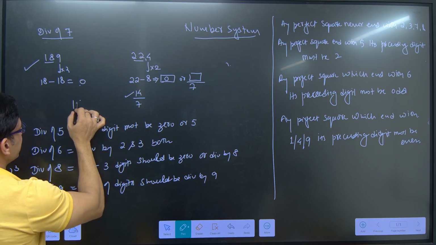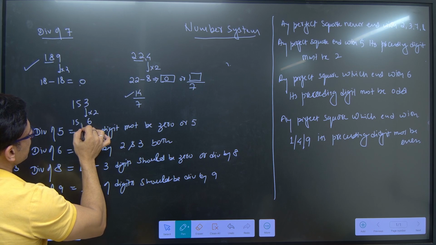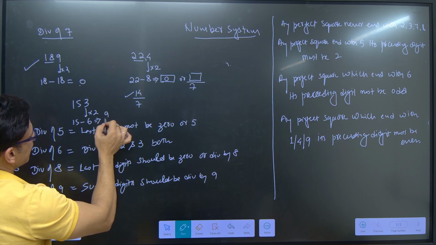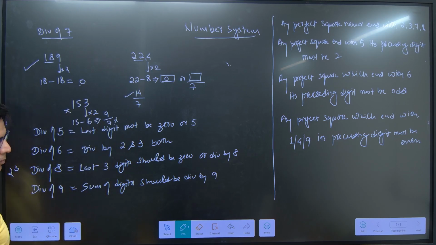If you take, let's say 153, take the last digit and double it. How much? 6. 15 minus 6 is 9. Is 9 divisible by 7? So this number is also not divisible by 7.